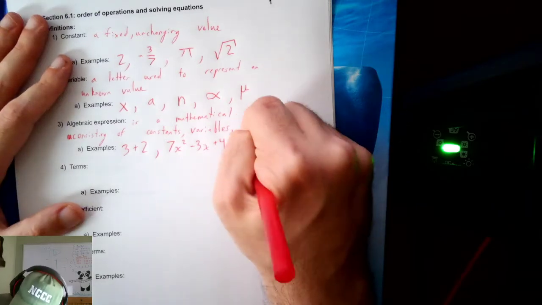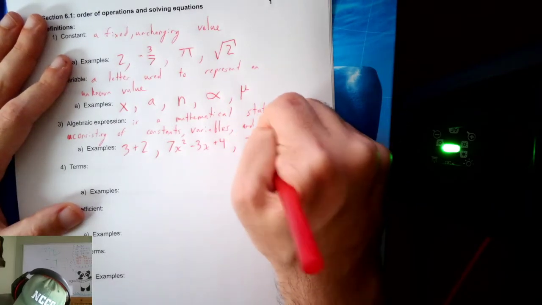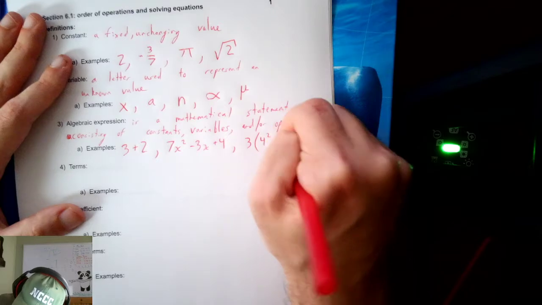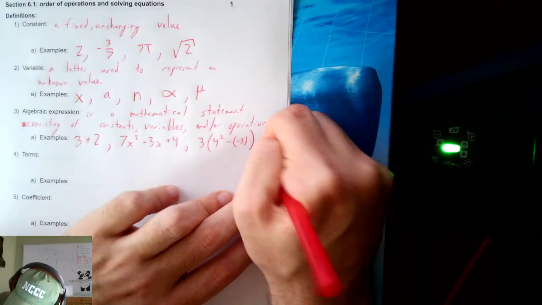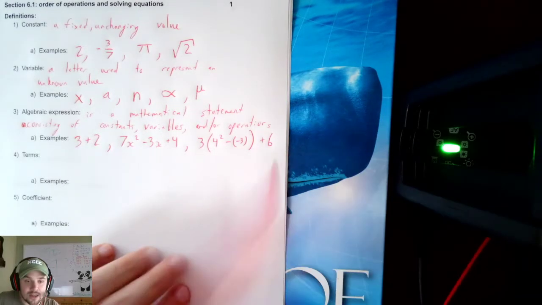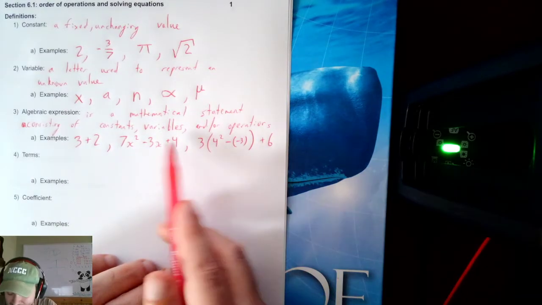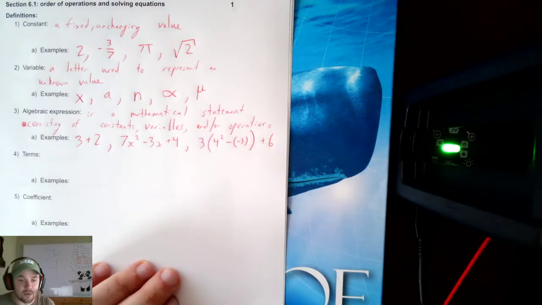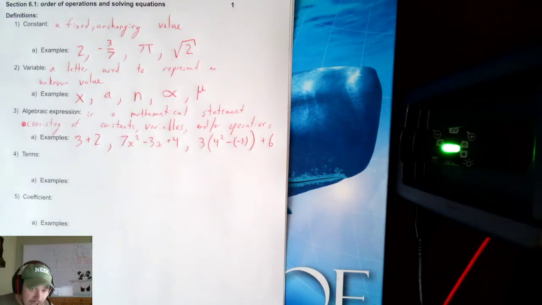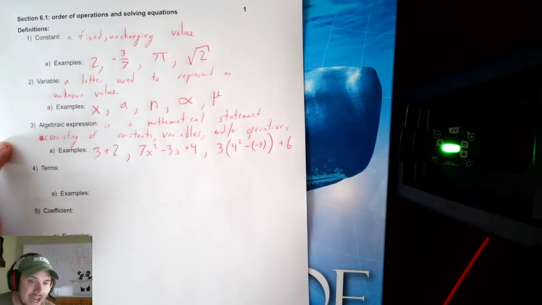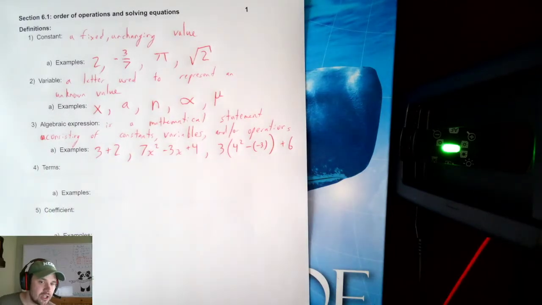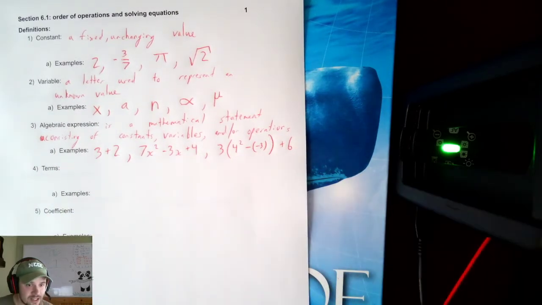Or maybe we have 3 parentheses 4 squared minus negative 3 close parentheses plus 6. That could be another expression, right? It's got constants, maybe it's got some variables, maybe it's got some operations. They're just statements consisting of the mathematical terms we have at our disposal, right? They're called expressions. A lot of times we leave the word algebraic off because the context is clear that when we say expression, we're talking about these sort of things, right?